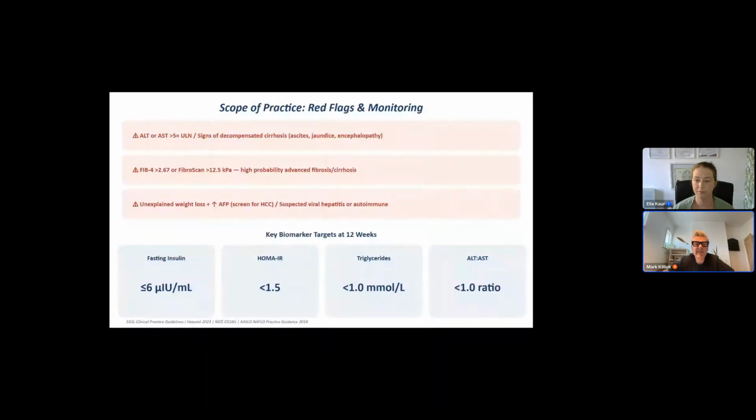Yeah, so there are things that we must build in. We're most powerful in the early stages, the F0 to F2, where the disease is really metabolically driven, generally reversible. It's essential to be clear about when we refer. So if the ALT or AST is more than 5 times higher than the upper limit of normal, that's not straightforward fatty liver. And also any signs of cirrhosis, or jaundice, or malfunction of the brain, this needs an urgent hepatic review.